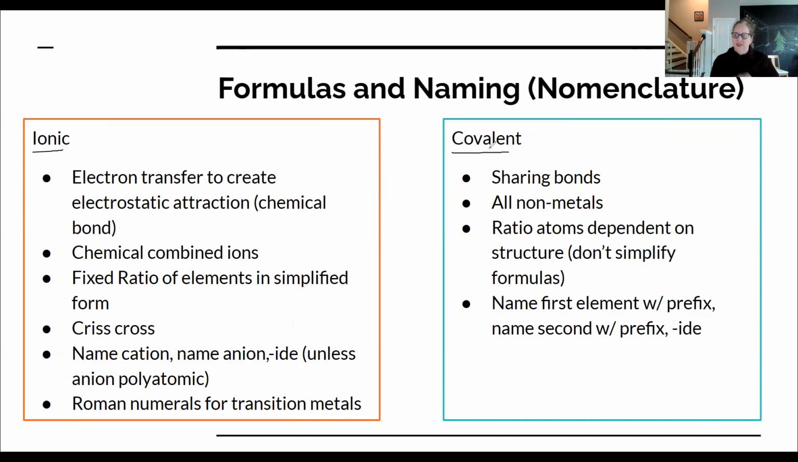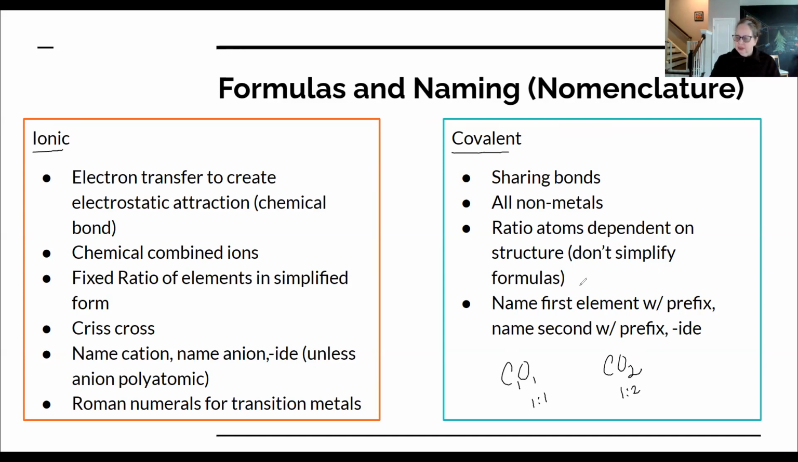Covalent, cohabitate, so they're all in that non-metal area of the periodic table, and their ratio of atoms depends on the structure. So you can have carbon monoxide or carbon dioxide. They are both molecules of carbon and oxygen, but carbon monoxide has a 1-to-1 ratio of atoms. Carbon dioxide has 1-to-2. So you're always going to say what the name is to determine their ratio.